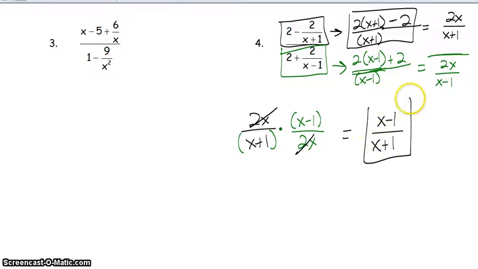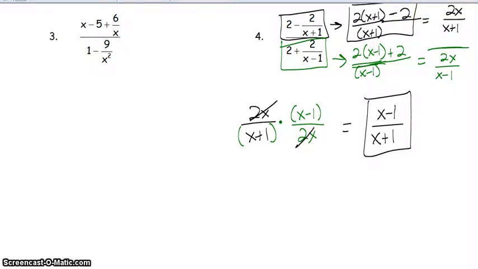And this is simplified. Key to remember when you're adding and subtracting, you need to multiply out the numerators and combine your like terms before you then start simplifying more. So, all right, that was number 4.